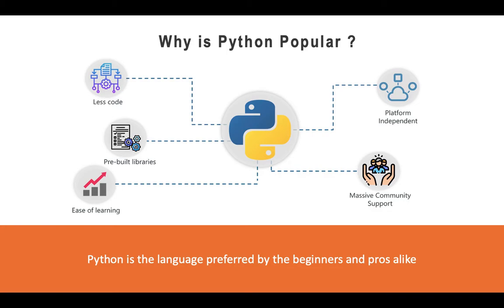All right. So why is it popular? We have some of the features: less code, pre-built libraries, ease of learning, platform independence, massive community support. So what is the first feature?